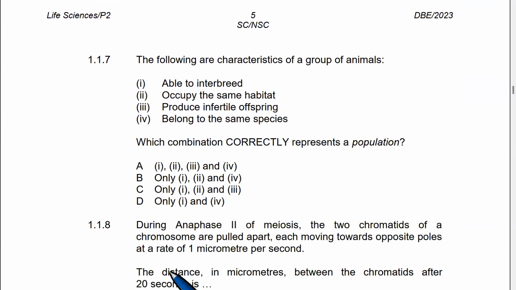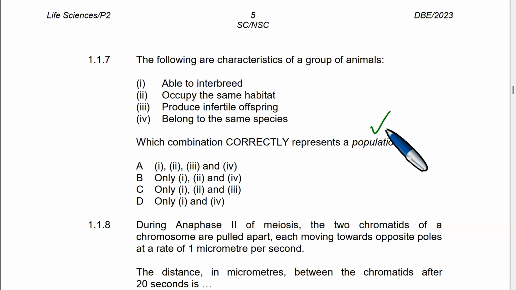The following characteristics of a group of animals. Okay, let's get the characteristics. Able to interbreed, occupy the same habitat, produce infertile offspring, belong to the same species. Now, which combination correctly represents a population? Okay, now this is like population dynamics. Population dynamics is actually highlighted by 1.1.7. So which one will be correctly representing a population?